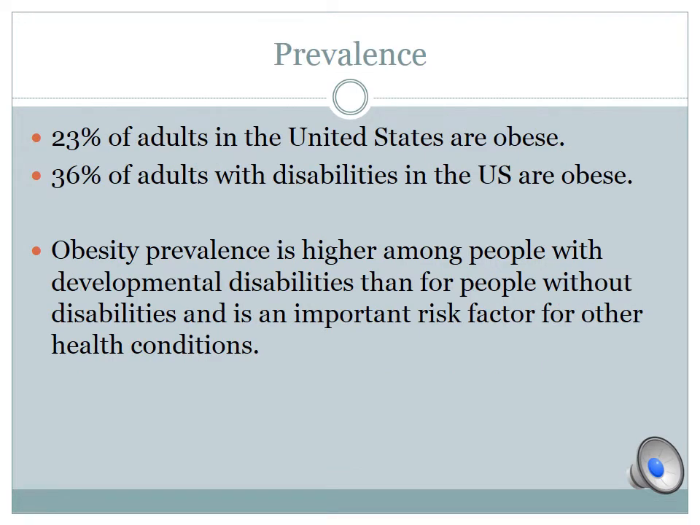Okay, let's talk about prevalence. 23% of adults in the United States are considered obese. That is 1/4 of the population. 36% of adults with disabilities in the U.S. are obese. That's 13% higher than the average obesity of the citizens of the United States. Obesity prevalence is higher among people with developmental disabilities than for people without disabilities, and it's an important risk factor for other health conditions.